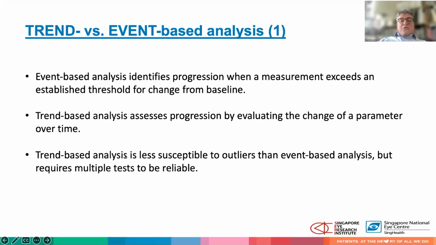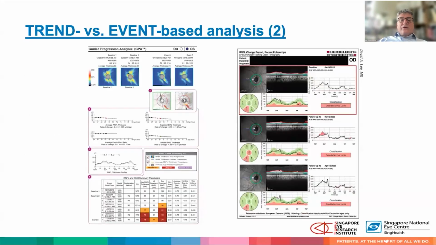The advantage of trend-based analysis is that it is less susceptible to outliers than event-based analysis, but generally you require multiple tests to be reliable. And I have shown you already before for the visual field defects, if the variability is high, you may need very many investigations, very many measurements over time to be able to detect progression.